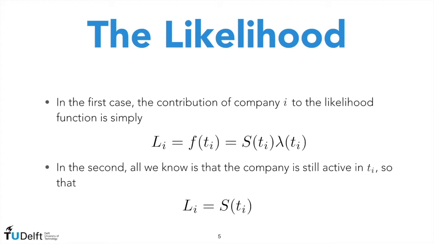In the second case, that is to say the case of right censoring, what we know is that in t_i the company is still active and the lifetime of the company surely exceeds t_i. This event can be just represented in probabilistic terms as S(t_i), so the survival function computed in t_i. So in the first case, L_i is equal to f(t_i), that is to say S(t_i) lambda(t_i). In the second case, L_i is just S(t_i).